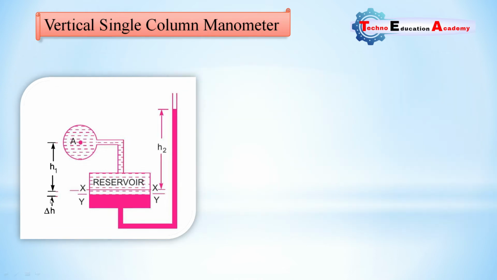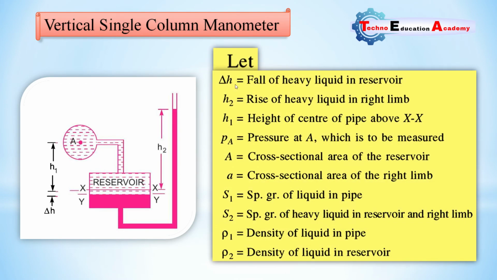And delta H. What is delta H? Delta H is the height of fluid which falls down due to the high pressure in the pipeline. So let delta H be the fall of heavy liquid in the reservoir due to the high pressure in the pipeline A. H2 is the rise of heavy liquid in the right limb. The high pressure will exert force on the heavy fluid, so the heavy fluid will be displaced from XX to YY, and here you can see that the level of the liquid in the right hand side column will increase, and it is represented by H2, the rise of heavy liquid in the right limb.